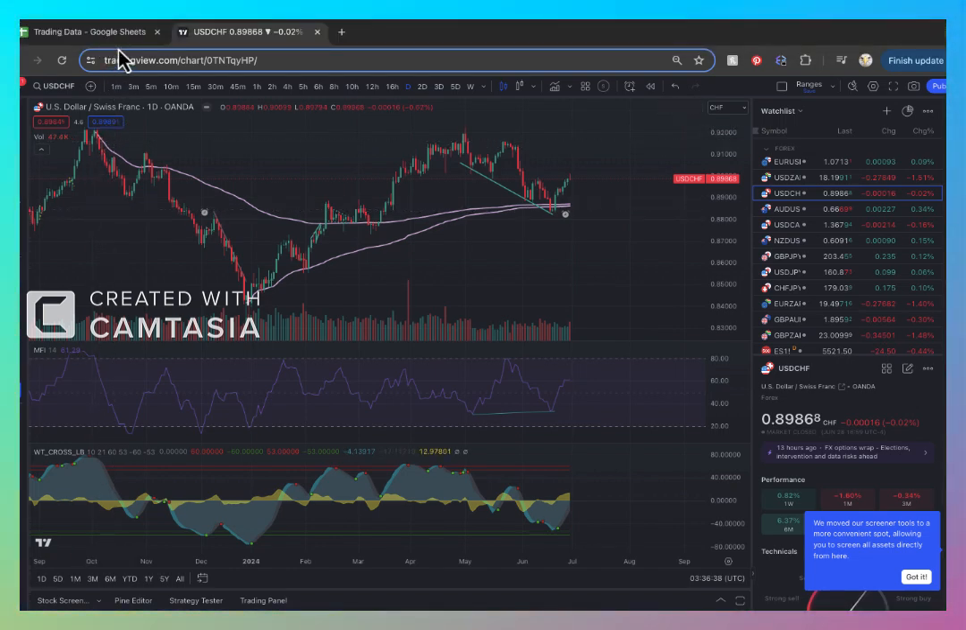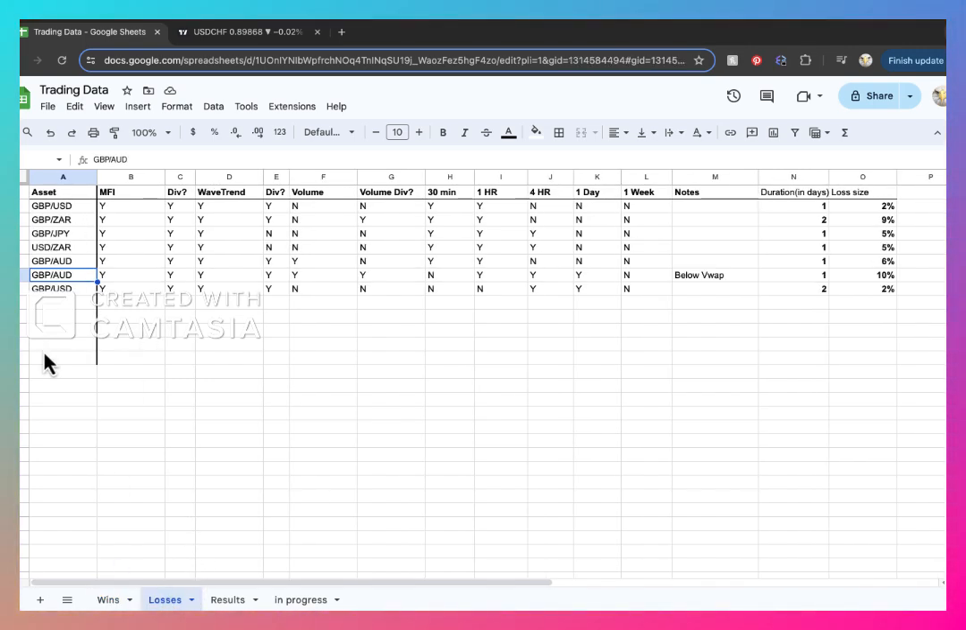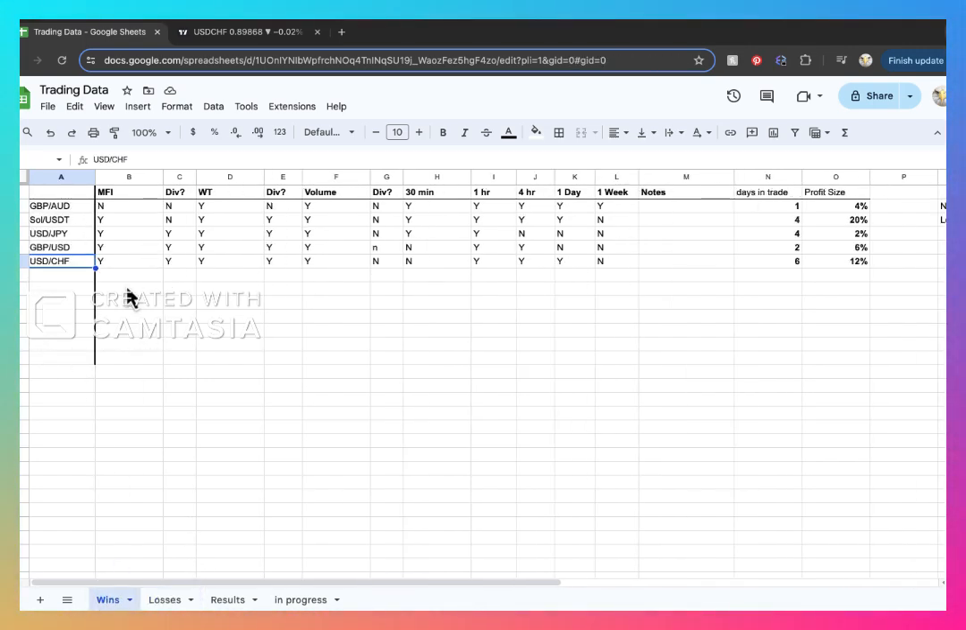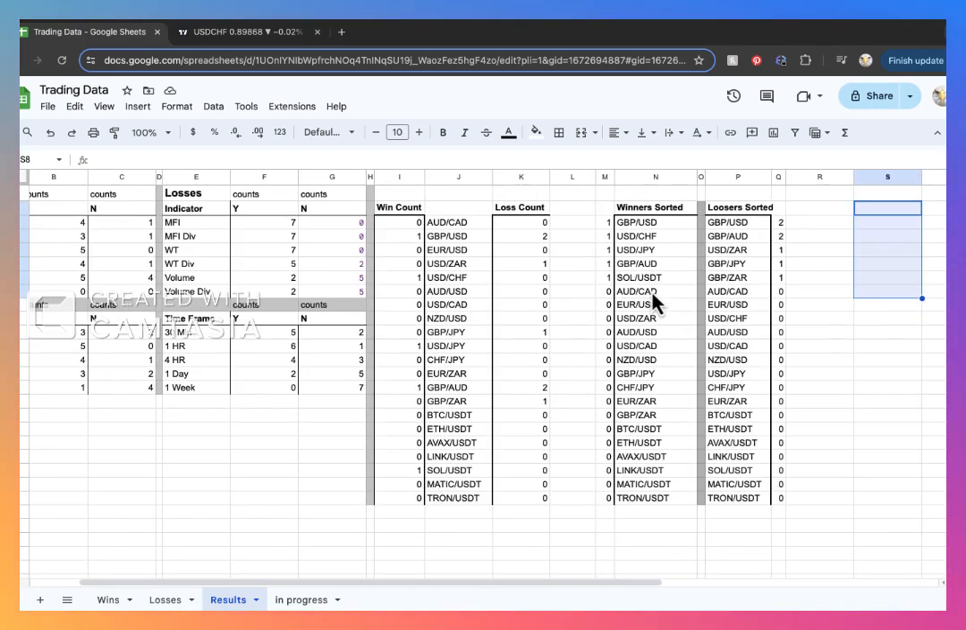If we go to our Google Sheets here, we can see we have our recent wins and losses. We're about 15 trades into this trial run of analyzing these indicators, and our wins and losses are going to enter into our results sheet, and we can see which indicators are working for us, which time frames are working for us, and which pairs are working for us. And we'll be able to create another column here identifying a win-to-loss ratio for these pairs.